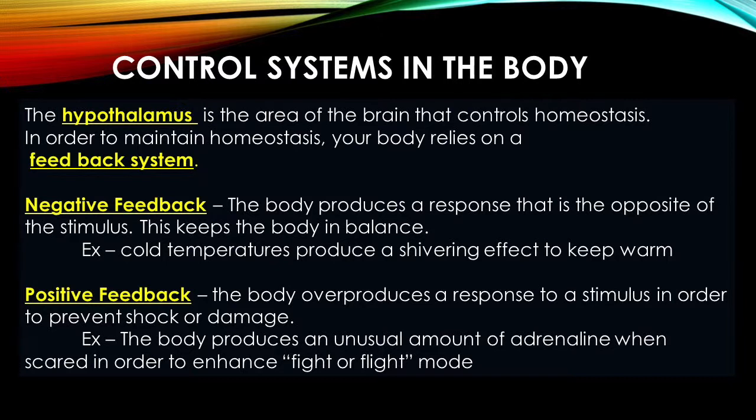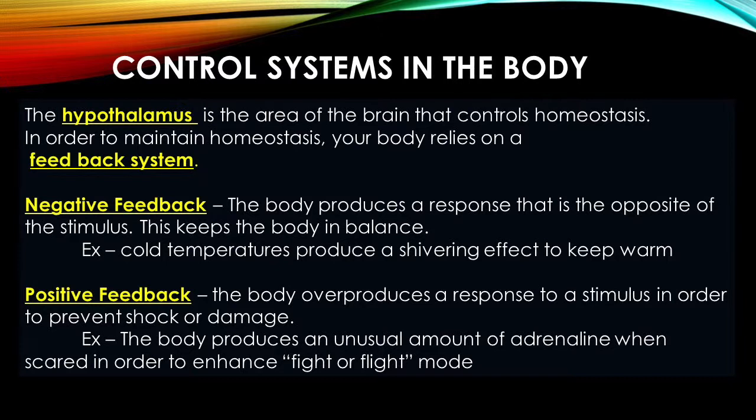Well, there's a part of your brain called the hypothalamus. Everyone say hypothalamus. This specific part of the brain is the control center for maintaining homeostasis. In order to do this, the body relies on a feedback system. There are negative and positive feedback systems. Here's a general look at them. A negative feedback system produces a response that is the opposite of the stimulus. This keeps the body in balance.